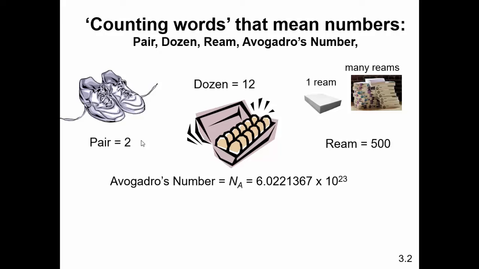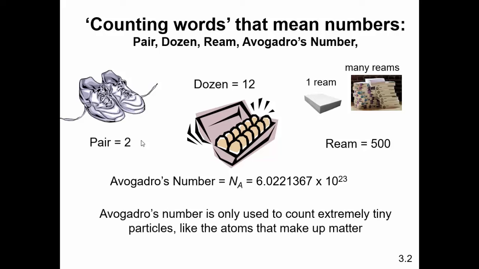6.0221367 times 10 to the power 23, huge number. And a number that huge is only useful when we're counting up or quantifying things that are made up of extremely tiny particles, like the atoms that make up matter, or the photons that atoms or molecules emit or absorb.